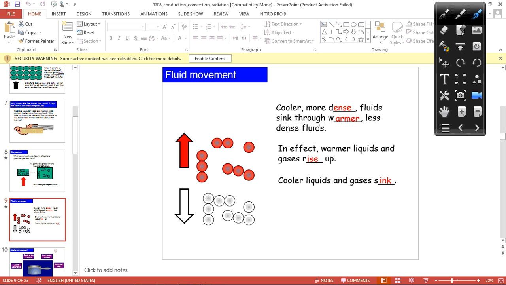And this example is what we find in fluid movement. Cooler, more dense fluids sink through warmer, less dense fluids. If you could remember, we were talking about warm air and cold air. I told you that the warm air rises to the atmosphere, while the cooler air goes down. In effect, warmer liquids and gas rise up. Cooler liquids and gas will have to sink.